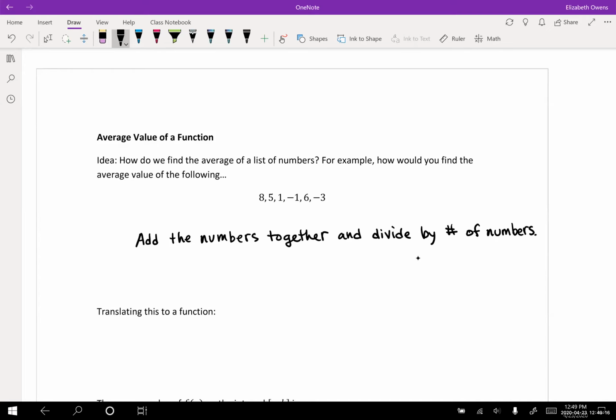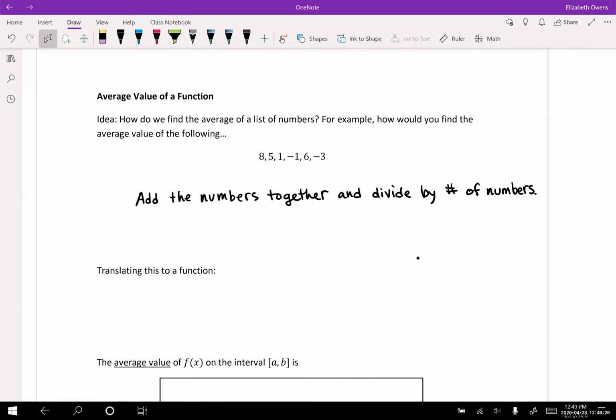So yeah, that's good. You would add them together and divide by the number of numbers. You end up getting 8/3 for this, but that doesn't particularly matter. What we're more interested in is how we're going to translate this to a function in general, because a list of numbers is not the same thing as a function, right? We can get a list of numbers based on a function, but it's not the same thing.